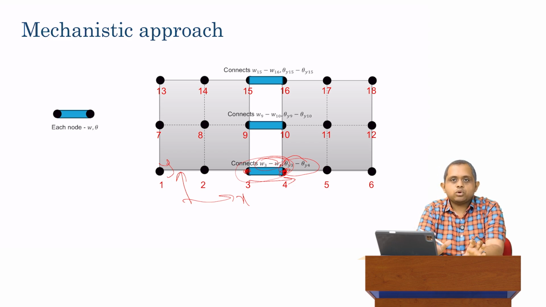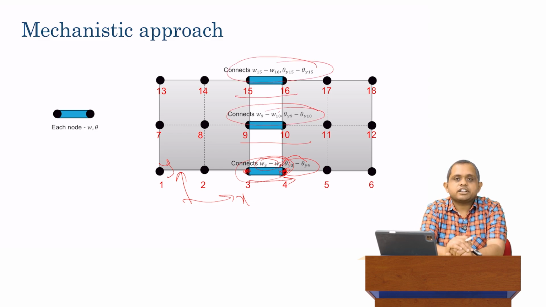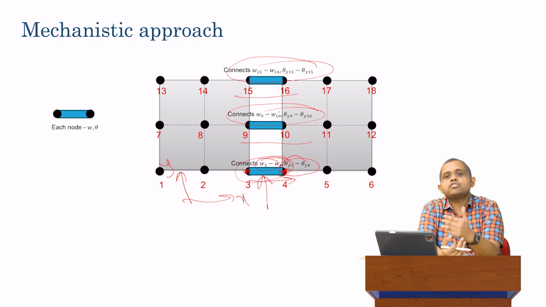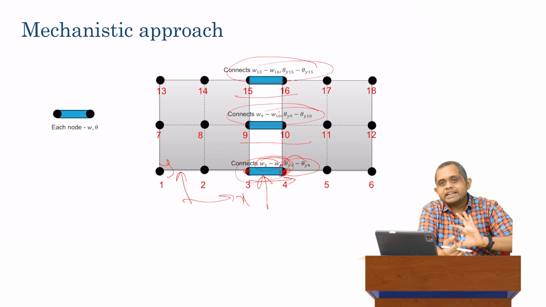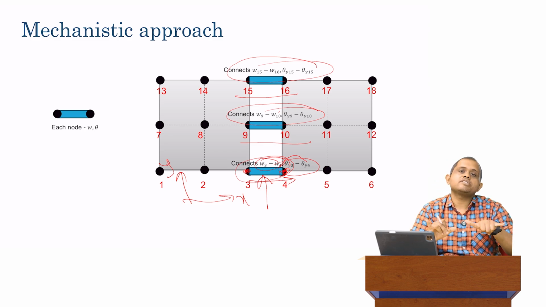That's for nodes 3 and nodes 4. Similarly, for nodes 9 and nodes 10, we have this connection. And for nodes 15 and node 16, we have this connection. So if we can figure out what is the stiffness matrix of this connection, that is, what is the interaction between W3, W4, theta y3, theta y4 and so on, then we can just assemble it or fold it into the global stiffness matrix, and now we've added the physics of the beam to the physics of the slab.